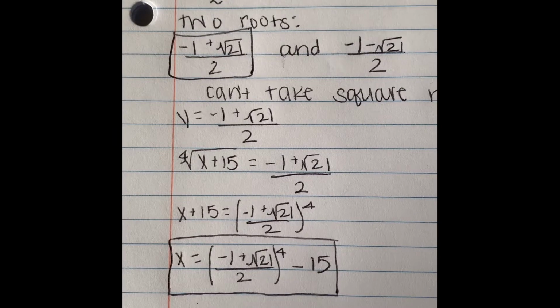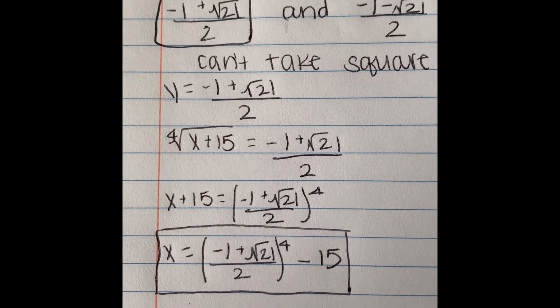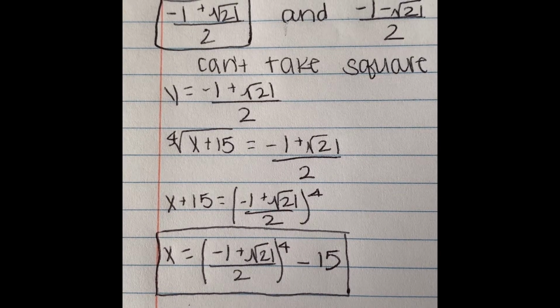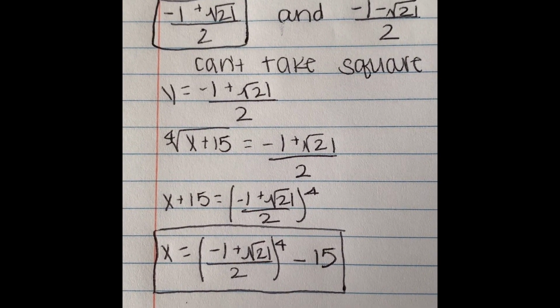And now to solve for x, we just minus 15. And so your answer is negative 1 plus the square root of 21 over 2, all raised to the fourth power, minus 15. And that's the answer you put in WebWork.